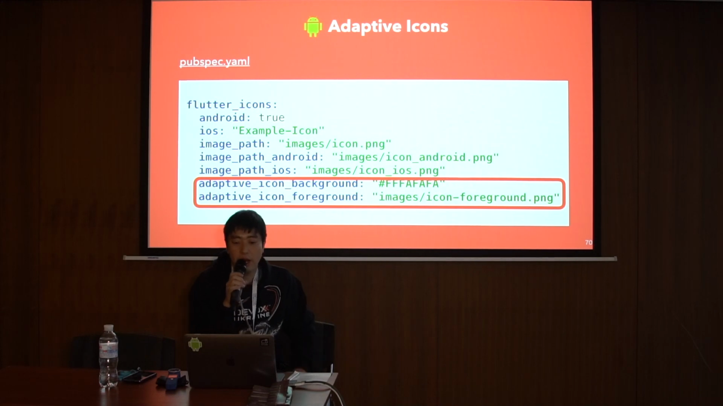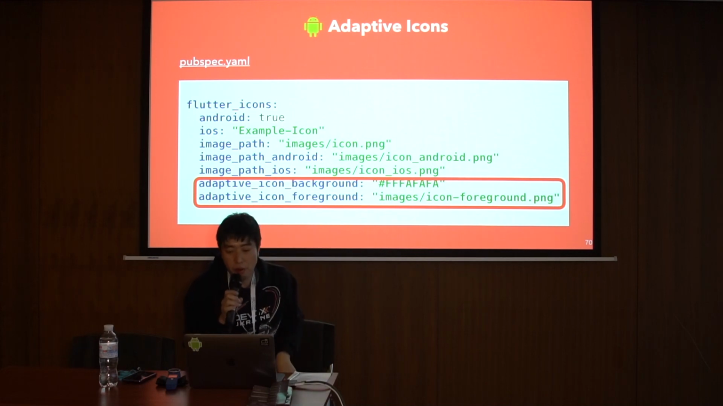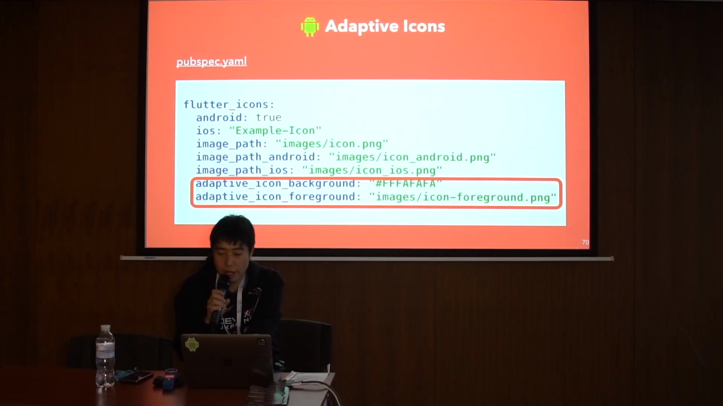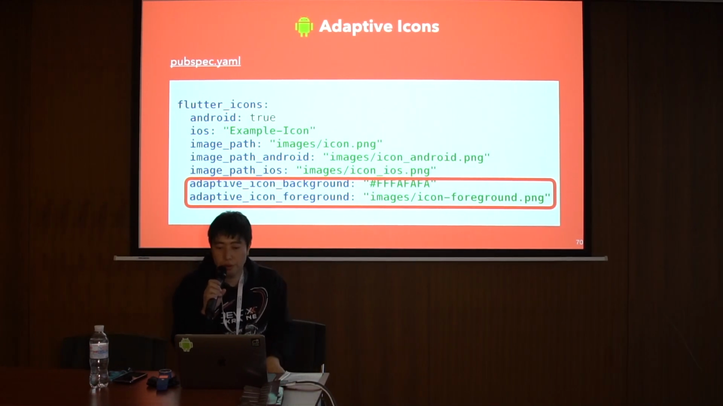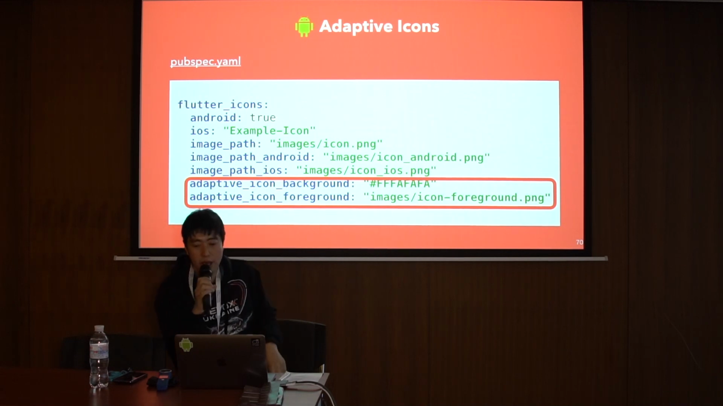Furthermore, this Flutter package supports adaptive icons. Do you know adaptive icons? Okay, thank you. Adaptive icons are enabled after Android 8.0, Android Oreo, but this plugin supports adaptive icons. So when you add this sentence, you can create adaptive icons.